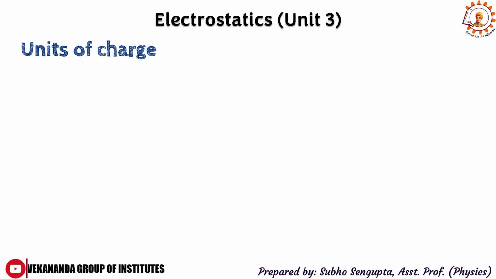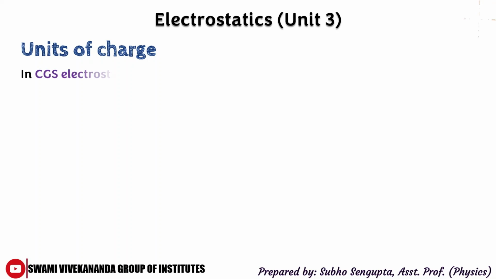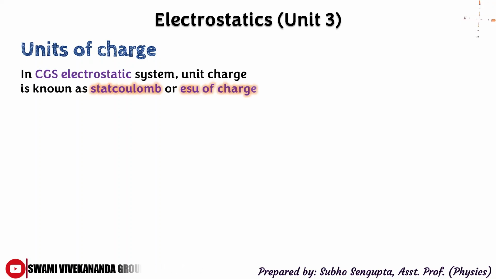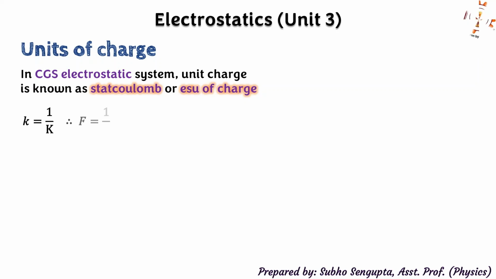Now, the CGS electrostatic system. In this system, unit charge is known as stat Coulomb or ESU of charge. In this system of units, Coulomb constant is equal to 1 upon uppercase K, which is the dielectric constant of the given medium. So, for any medium, the mathematical expression of Coulomb's law is F is equal to 1 upon K times Q1 Q2 upon R squared.